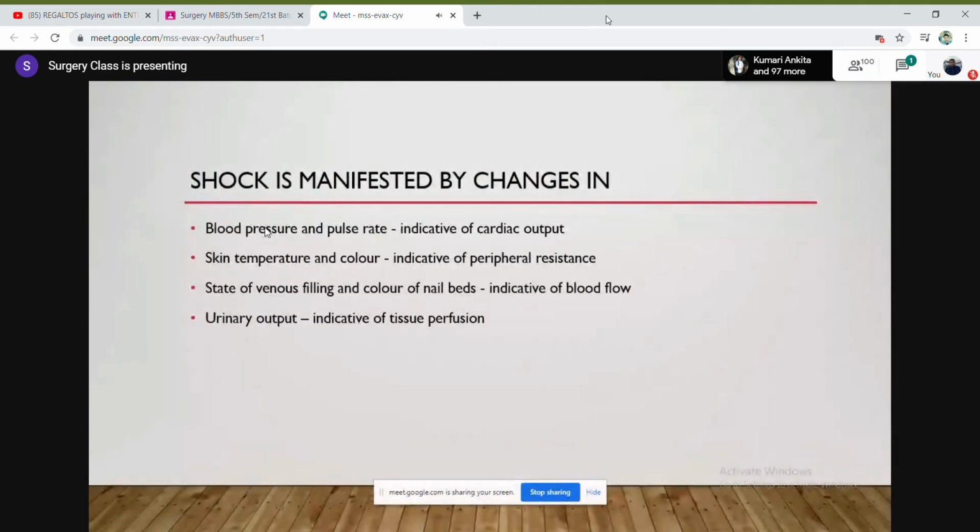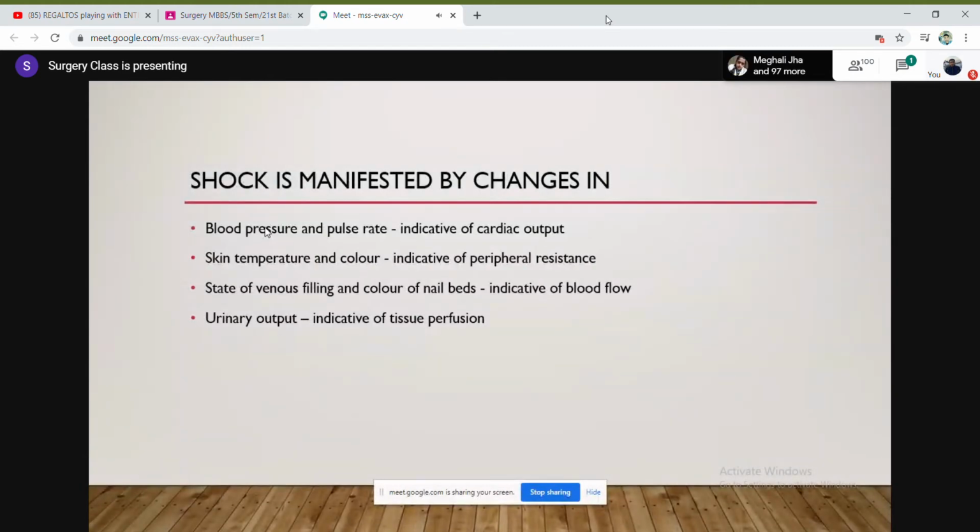So in shock, what happens? The peripheries do not get enough supply. So one of the main components during treatment in shock is you do not give anything intramuscular because there is less perfusion. Whenever you're treating shock patients, the golden rule is to give the patient intravenous medication. Intramuscular medication has no role in shock cases because the perfusion is low.